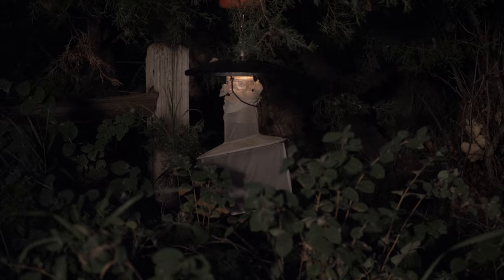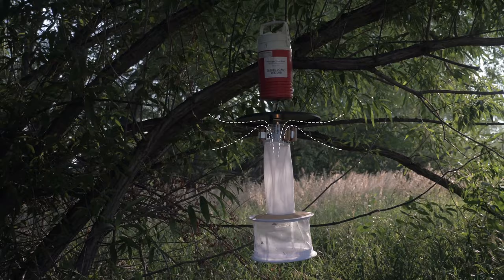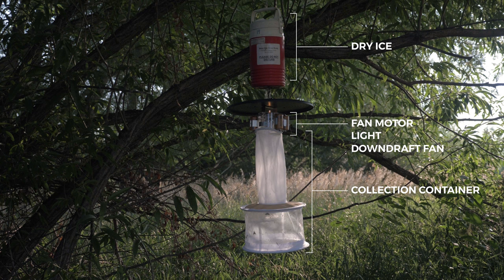Mosquitoes are attracted to the small light source or carbon dioxide attractant. As the mosquitoes get close to the trap, they're forced into a container through a fan. Light trap components include fan motor, light, downdraft fan assembly, collection container, dry ice, power cable for battery connection or holders for D-cell batteries, and a cover for the whole system.